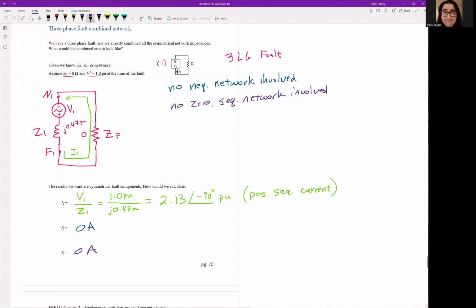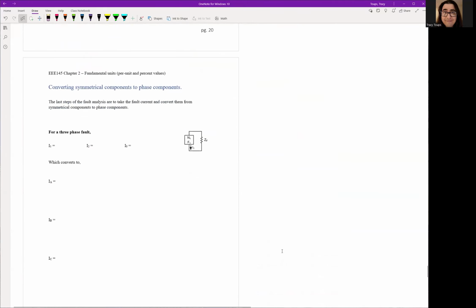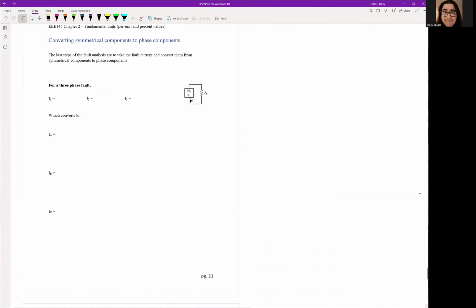If this is anything besides a three-phase fault, we'd have to add in the other networks and sequence components. You'll have to calculate I2, you might have to calculate I0. It's going to get more complicated. So now we have I1, but we're not done yet. We need to find IA, IB, and IC, because at the end of the day, I need ABC fault currents in the power system. A positive sequence current doesn't really tell me much in the power system itself.